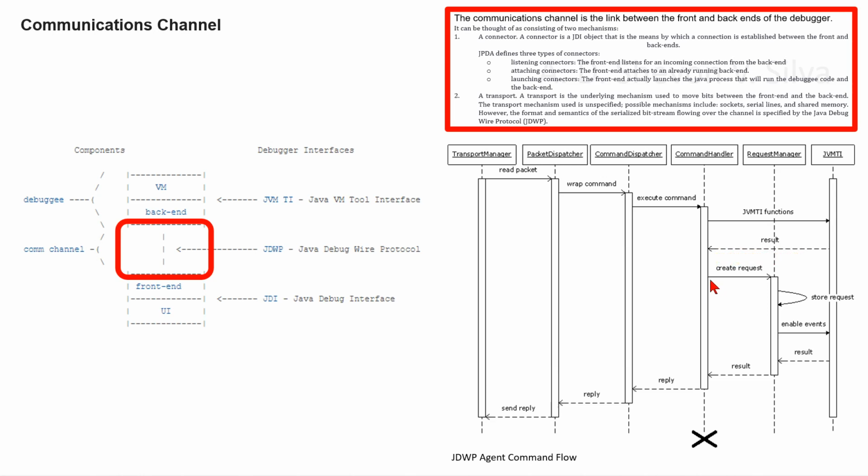And here the command handler is connected to the request manager via create request. The request manager is connected to itself via store request. The request manager is connected to JVM TI via enable event, and JVM TI is connected to the request manager via result. The request manager is connected to the command handler via result. The command handler is connected to the command dispatcher via reply. The command dispatcher is connected to the packet dispatcher via reply, and the packet dispatcher is connected to the transport manager via send reply.